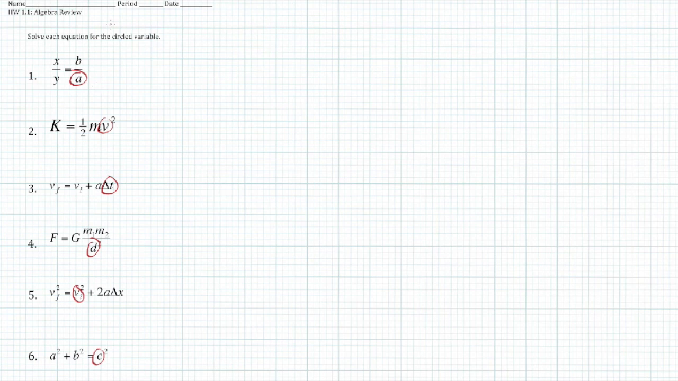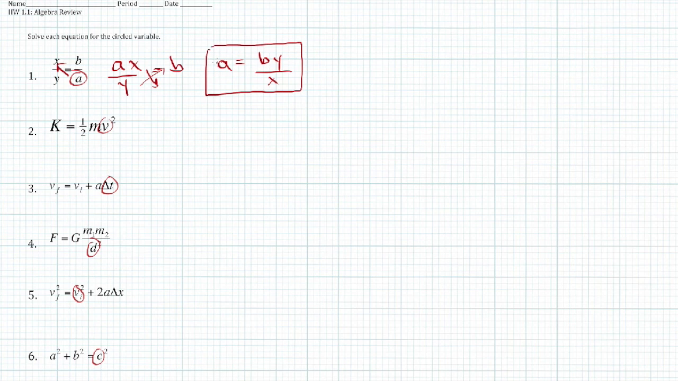Number one, we're solving for a. A is on the denominator right here. So first thing we need to do is move it to the numerator by multiplying it up. So it's going to be ax over y equals b. But now we want just a by itself, so let's get x and y away from a. We're going to divide by x. I'm going to multiply by y. So it means that a is going to be equal to by over x. And here's our final answer.